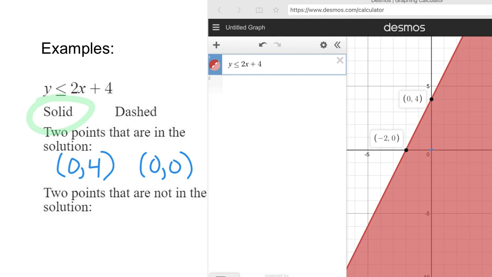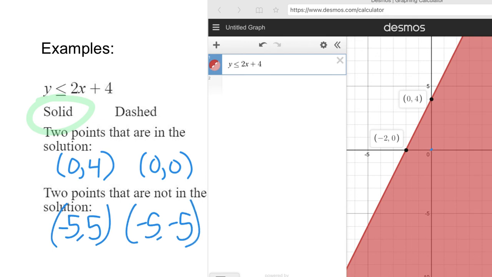And then to get some that are not solutions, we want to pick some that are out here in the white area. So anything that's out here in the white would be not a solution. So I might go negative 5, 5. That would be not a solution because it exists in the white. Or I might look at negative 5, negative 5 even. Okay, so those are just some points that exist out there.